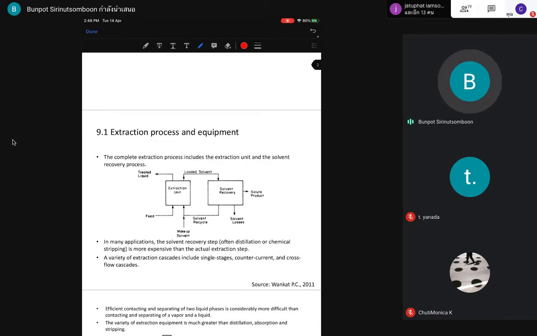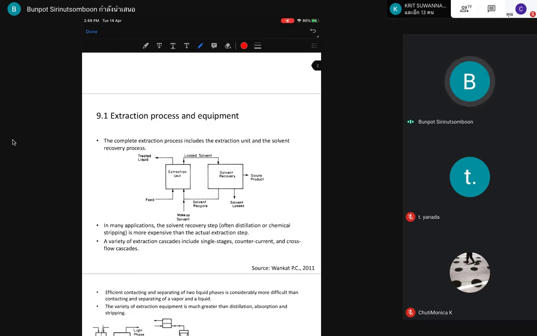Just like in absorption and stripping, usually absorption and stripping go together, right? Because we want to be able to reuse the solvent liquid. Here also we have a solvent recovery unit, so it's reuse and recycle. The solvent can be used again and again. Usually they say that the solvent recovery step is even more extensive than the actual extraction by itself. Actually this part is more extensive than the main extraction unit.